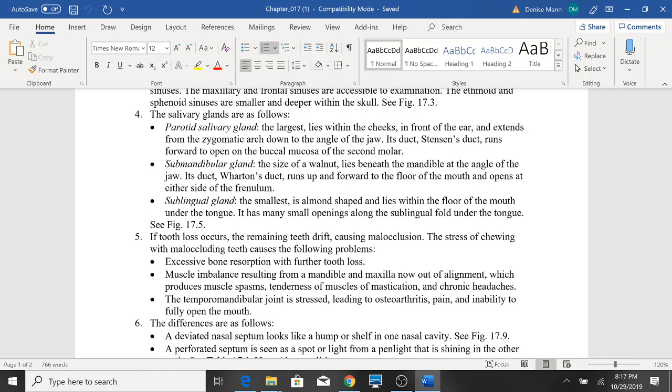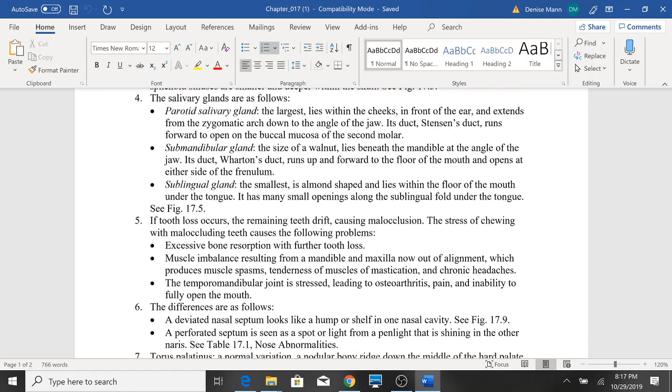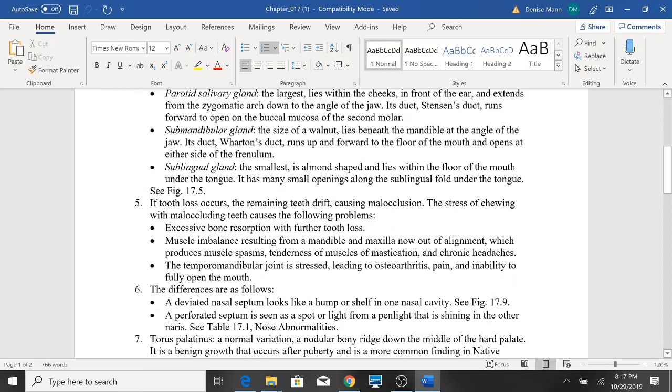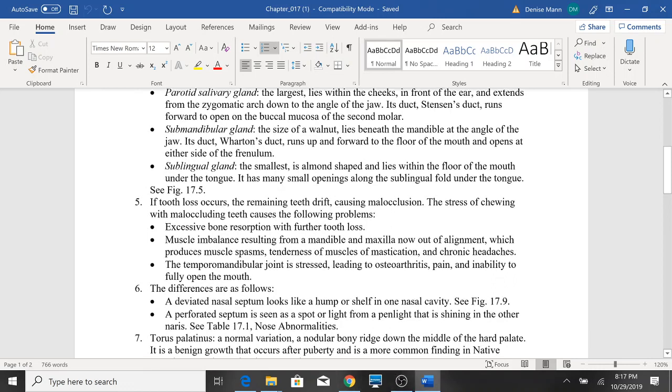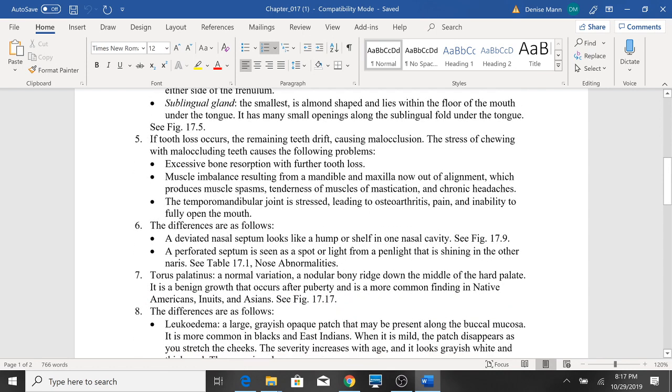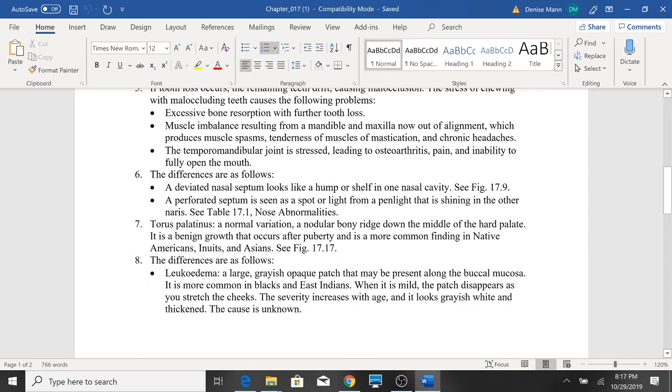Alright, let's talk about the difference between a deviated nasal septum and a perforated septum. A deviated nasal septum looks like a hump or shelf in one nasal cavity, and a perforated nasal septum is like a spot of light from a penlight shining in the other. Okay. Torus palatinus is a normal variation, a nodular bony ridge down the middle of the hard palate. It's just a benign growth that occurs after puberty. It's seen in Native Americans and Asians.